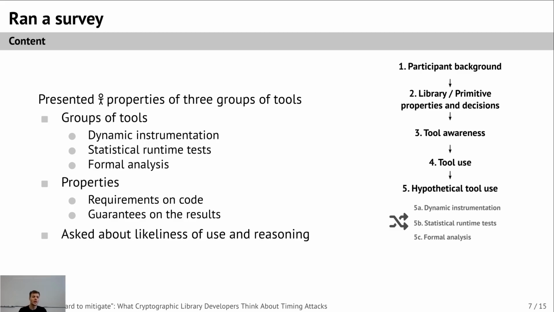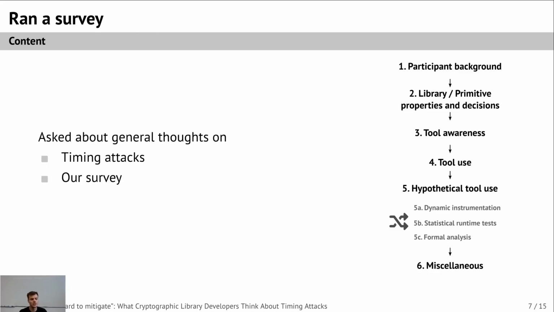Then we asked our participants about likeliness of use of these 3 groups of tools and their reasoning behind it, basically hypothetically whether they were likely to use these tools. And finally, we asked our participants about general thoughts on timing attacks and on our survey. And I must say that most participants liked our survey and wanted to get involved more in the research and in timing attacks, which made us really happy. Now let's get into the results.